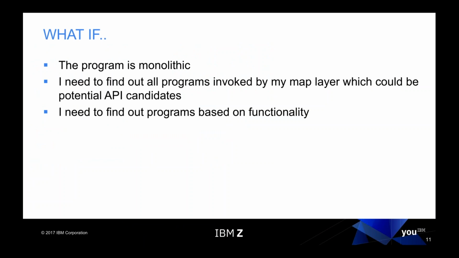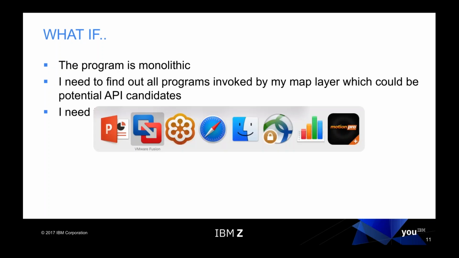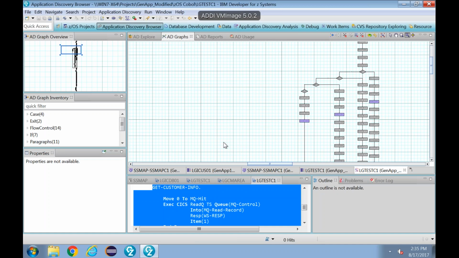Now, what if you just want to find out, on a general note, what could be my potential API candidates? Application discovery actually has an entire database.